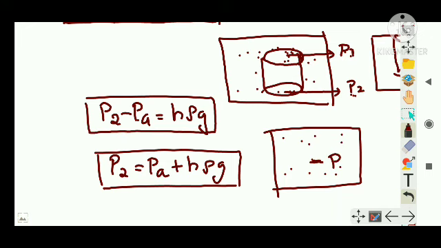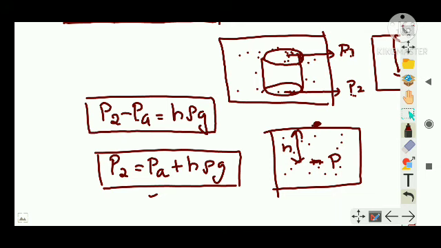Pressure at this point is equal to, right? Let's say this point is at a height h from the surface. So pressure at this point is equal to atmospheric pressure plus h into density of the liquid into G. That is the meaning of this equation. P2 is equal to PA, that is atmospheric pressure, plus H rho G.